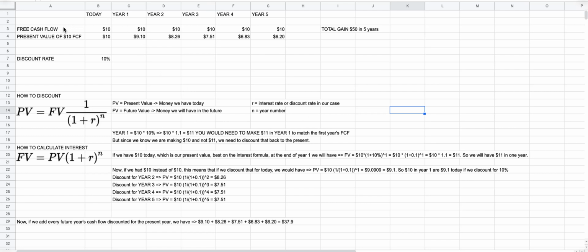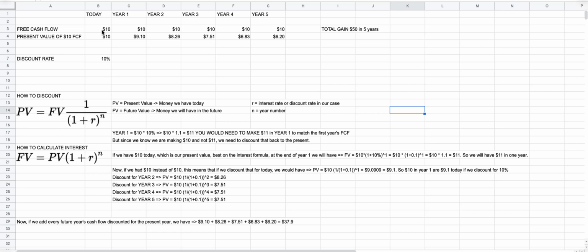So, let's picture here that we have an investment. In this situation, we bought something that, let's say it's a company that produces $10 a year. That's a very bad company in terms of free cash flow, but picture that for a second. So we know we have a company that produces $10 in every year, and we're gonna be operating this company for the next 5 years.